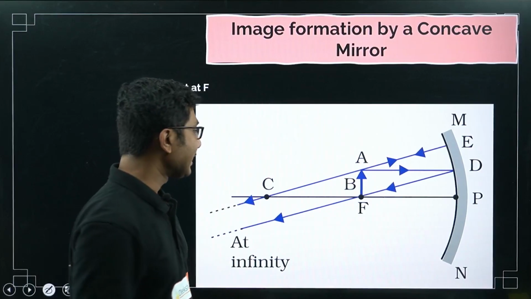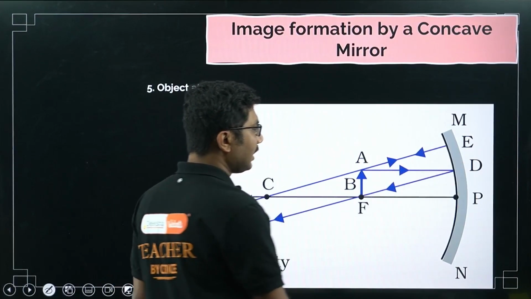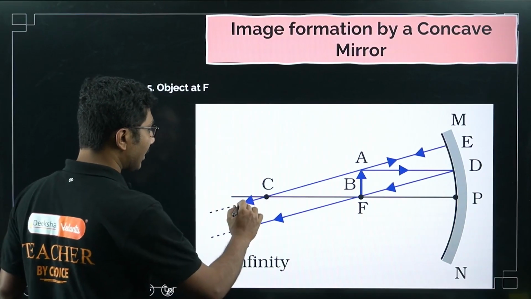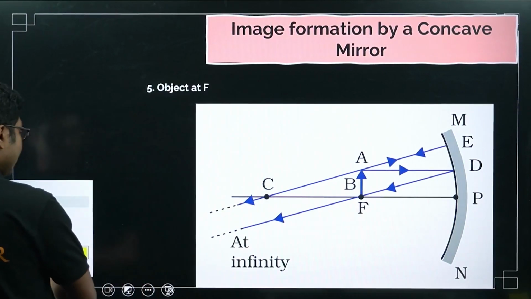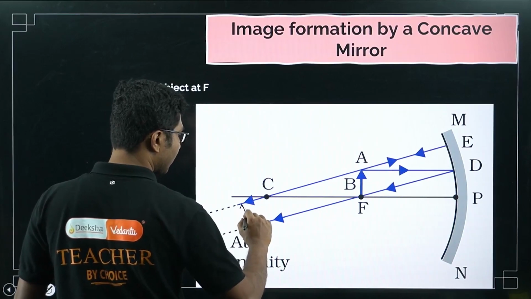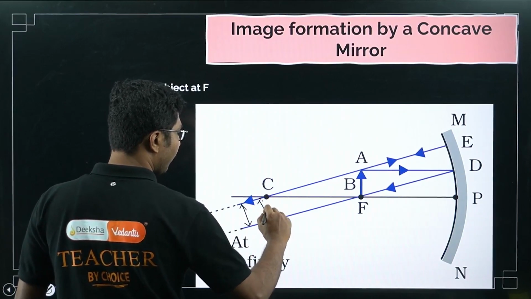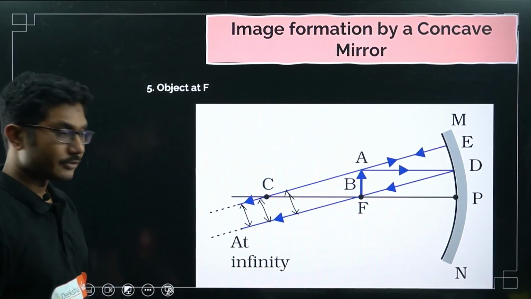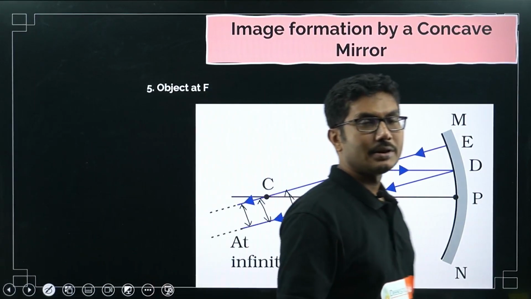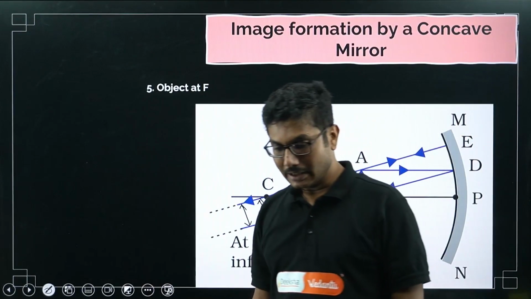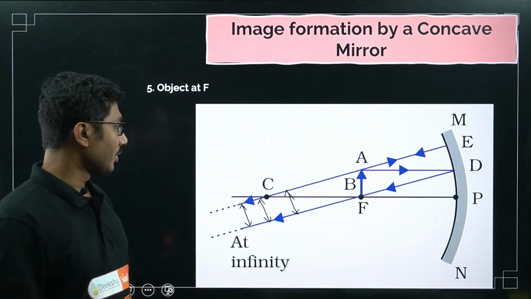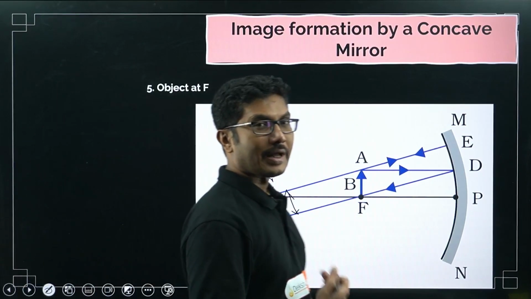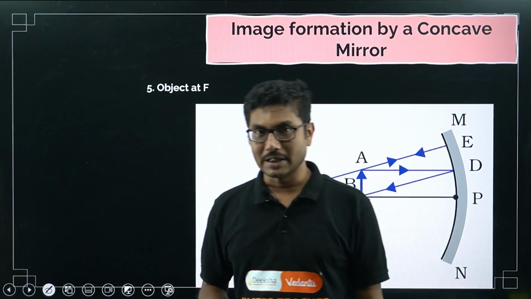Now another case, which is very, very important, is when the object is kept at focus. When the object is kept at focus, after reflection, the rays do not meet. They all go to infinity because they become parallel to each other. The rays are parallel to each other, so the distance is constant after reflection. So they do not meet. They meet at infinity. So the image is highly enlarged, and obviously inverted and real. This is a special case where you will not be able to see the image.